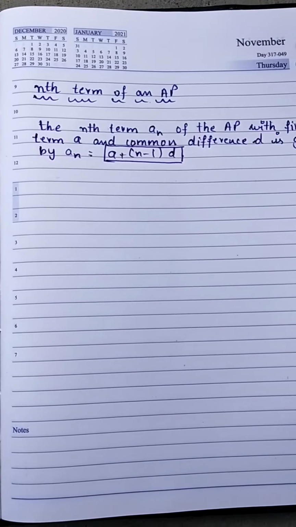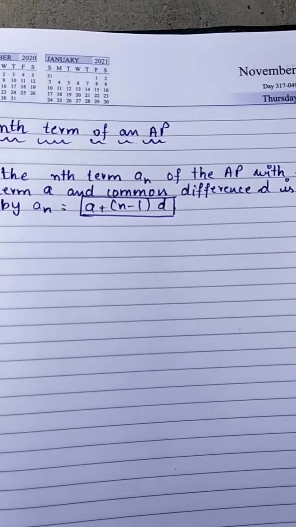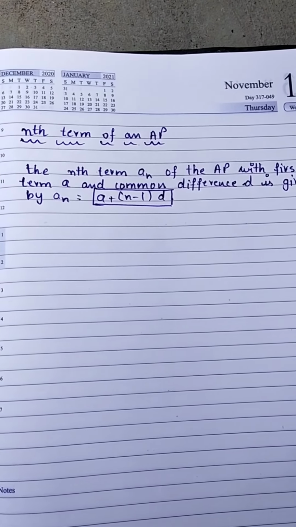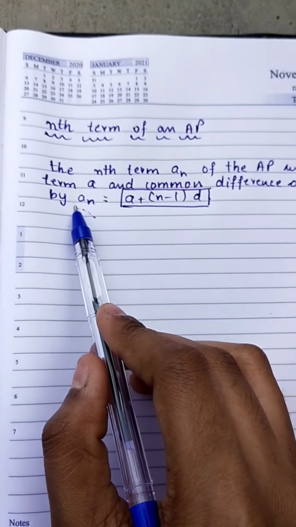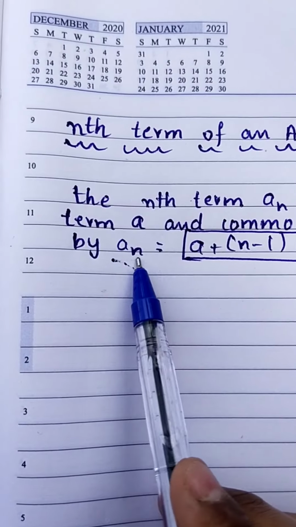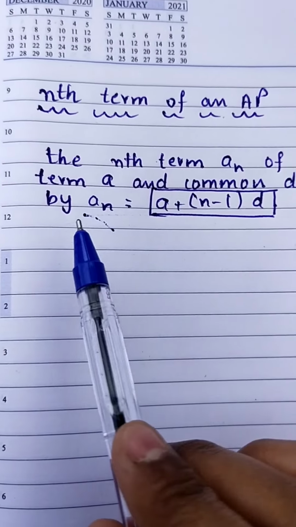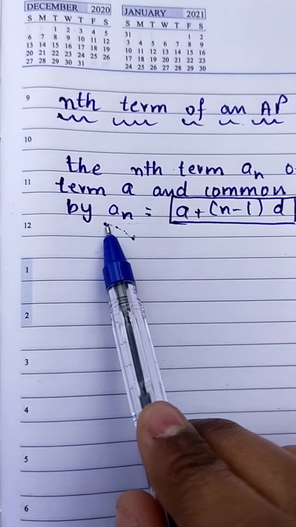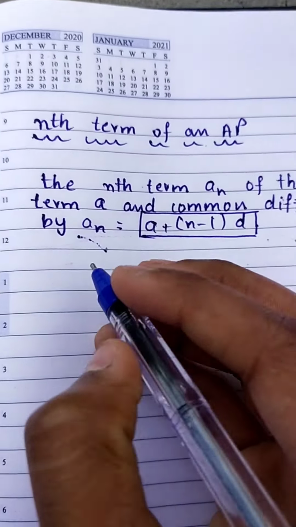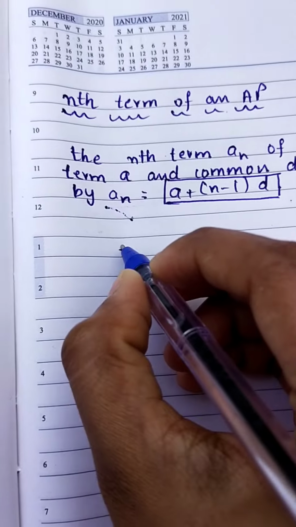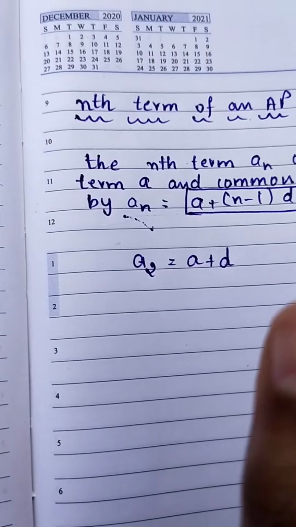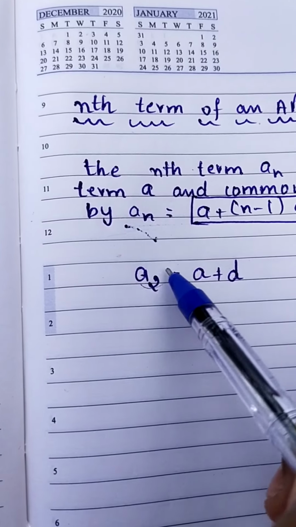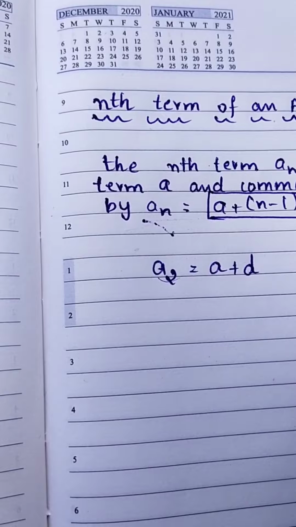What is this nth term of an AP? The nth term an of the AP with first term a and common difference d is given by an. So this is the formula, okay? Whenever you have to find the nth term of an AP, you have to write this formula. See, to find the second term of an AP, A2 is equal to a plus d, right? In the same way, you don't know which term you have to find, second, third, or fourth.